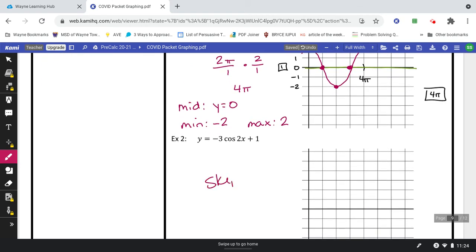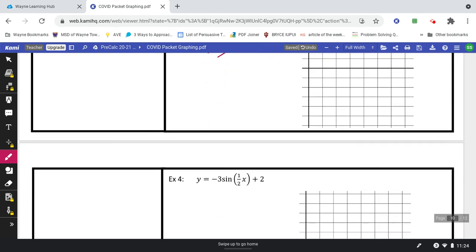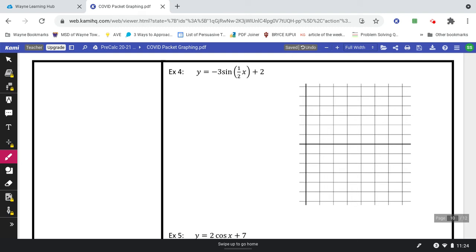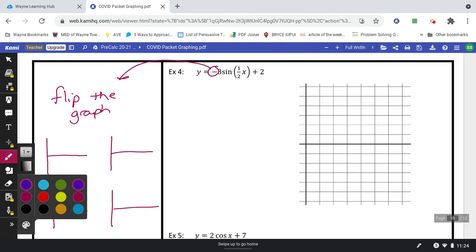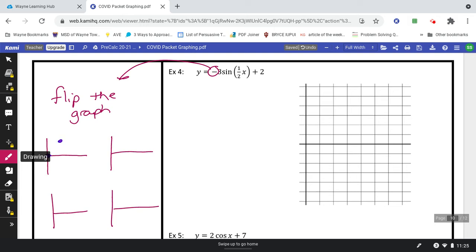All right, we're going to skip example number 2, or technically example number 3, and we're going to move on to the back side. Problem number 4. If you see a negative in front, you want to bring it over, and that's going to tell you that you need to flip the graph. So a regular sine graph, I'll just draw out a couple graphs for you so you can see it. A regular sine graph we'll start in the middle and then go up, middle, bottom, middle. It'll look something like that. That's sine. And then a cosine graph looks like this.